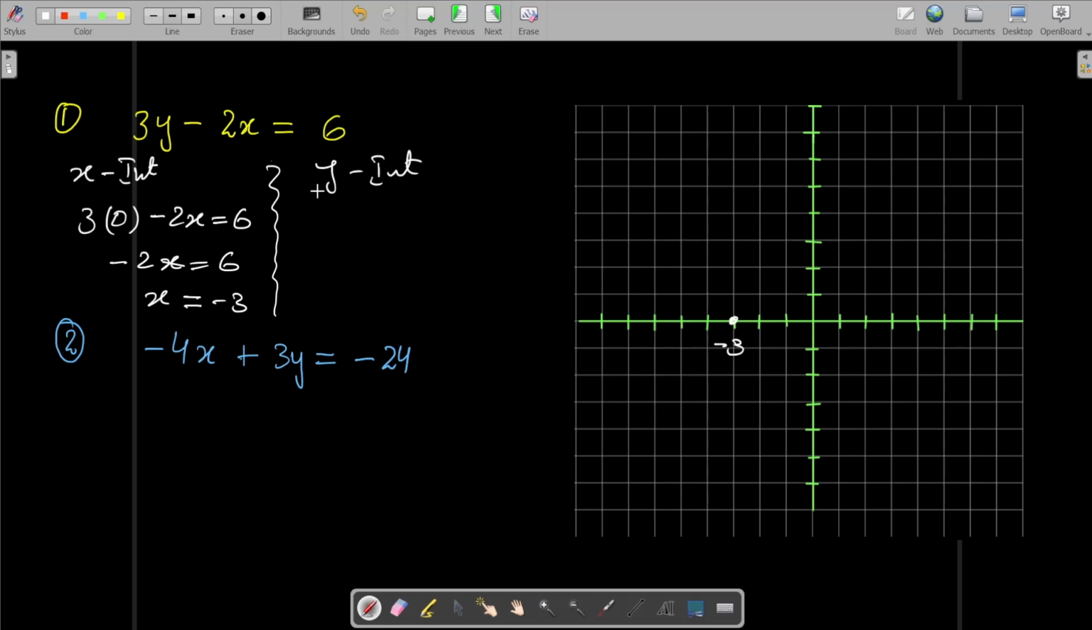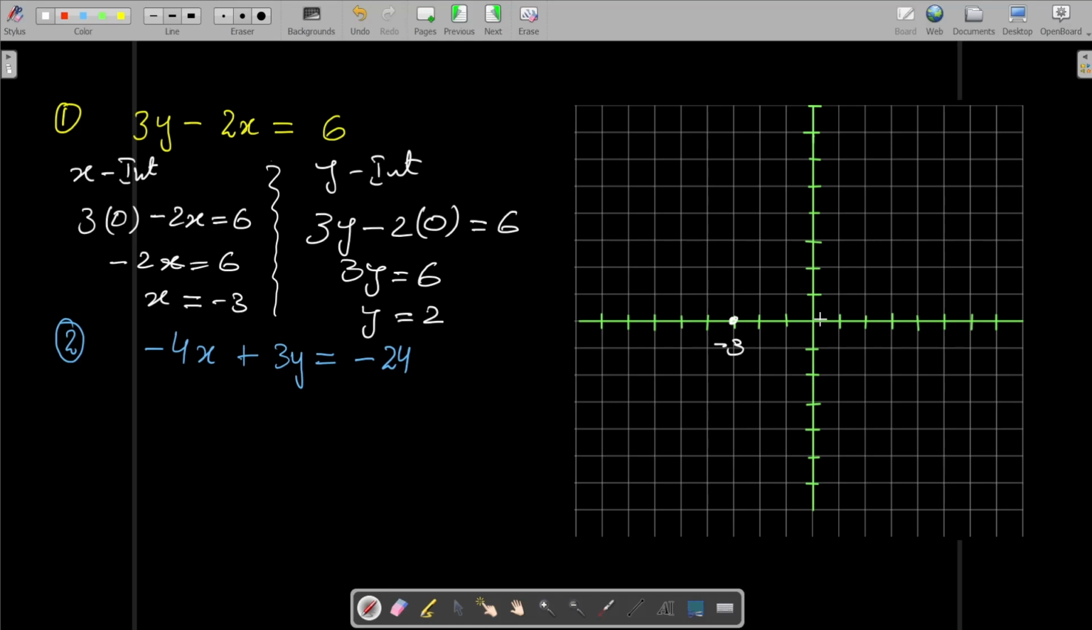And then you have to find the y-intercept. In order to find the y-intercept, you always have to keep x equal to 0. That means it will be 3y minus 2 times 0 is equal to 6. So 3y is equal to 6. Divide both sides by 3, so you get y is equal to 2. Now this is my y-intercept.